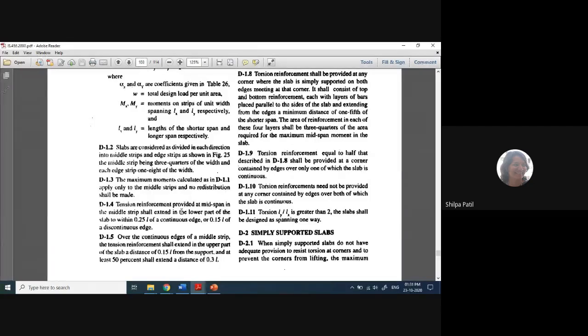Over the continuous edges of a middle strip, the tension reinforcement shall extend in the upper part of the slab to a distance of 0.15 L from the support, and at least 50% shall extend a distance of 0.3 L. This also I discussed: over a continuous support, when we bend a bar into the compression zone, the bar should extend into the second slab or second span of the slab for a distance of at least 0.3 L. Okay, so this we have already discussed, and the clause is given here in Annex D.